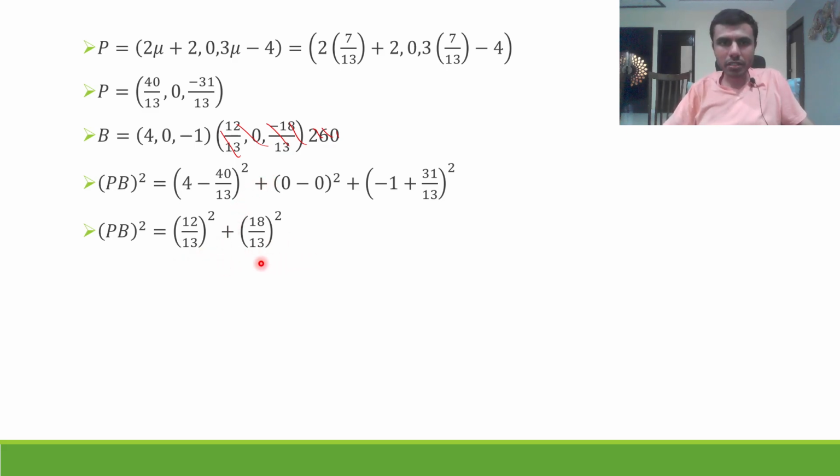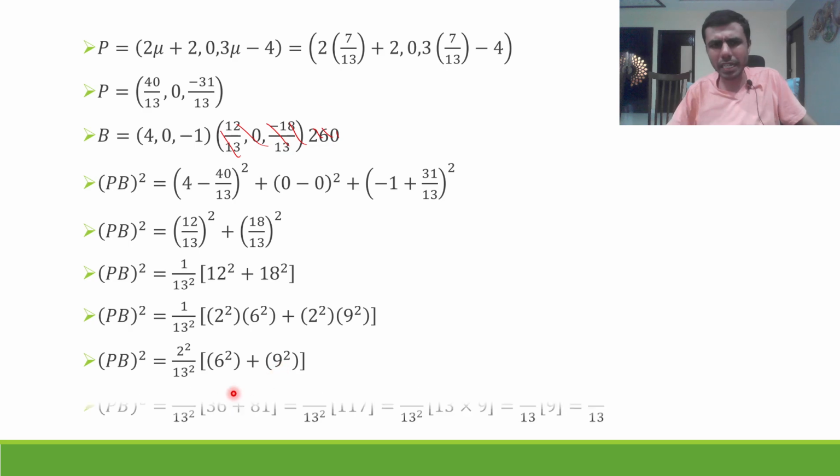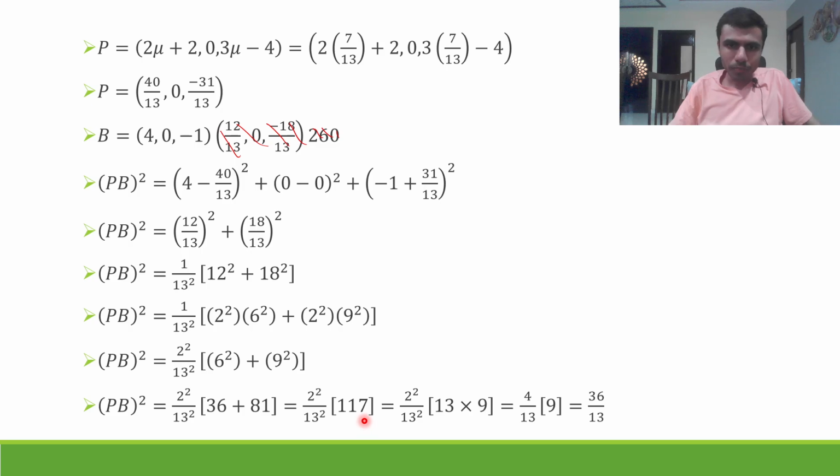Fine. Now simplification of this. 1 by 13 square I took common. 12 square plus 18 square. 12 is 2 into 6, so I can write it as 2 square into 6 square. This I can write as 2 square into 9 square. Take 2 square common. 6 square plus 9 square. 36 plus 81, which is nothing but 117. Now 117 is 13 into 9, so 13 is gone. So 2 square is 4. 4 into 9 by 13, which is 36 by 13.